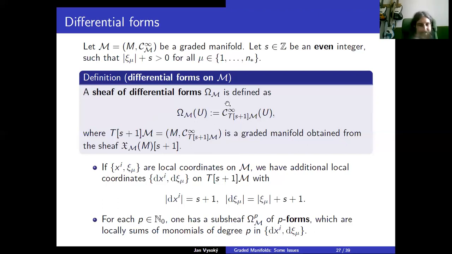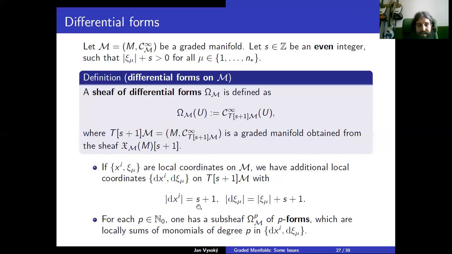And why is this a reasonable definition? Because if I start with local coordinates on M, x's, which are coordinates on M, and these non-commutative, higher degree coordinates, then on this T[s+1]M I have additional coordinates. I still have these coordinates, but I also have additional coordinates dx, which I denote suggestively as dx^i and dx^mu. And what are their degrees?